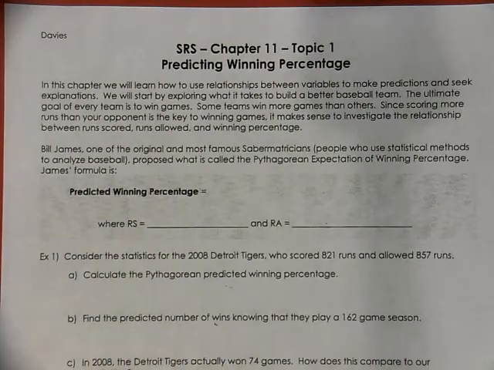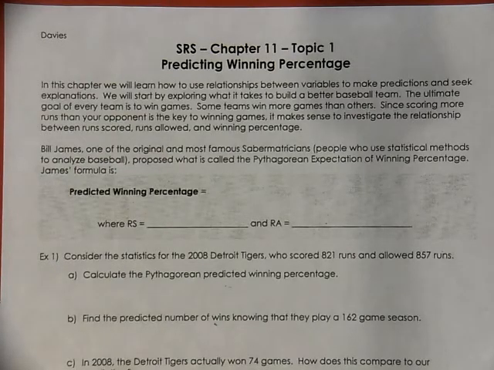So, like I said, we're going to start with exploring what it takes to build a better baseball team. The ultimate goal of every team, no matter what sport it is, is to win games. Some teams win more games than others. Since scoring more runs than your opponent is the key to winning games in baseball, it makes sense to investigate the relationship between runs scored, runs allowed, and winning percentage.